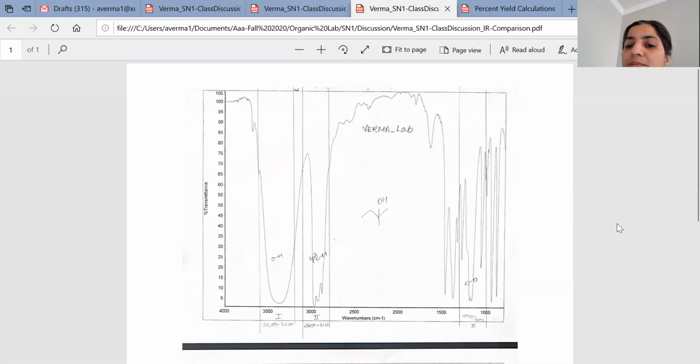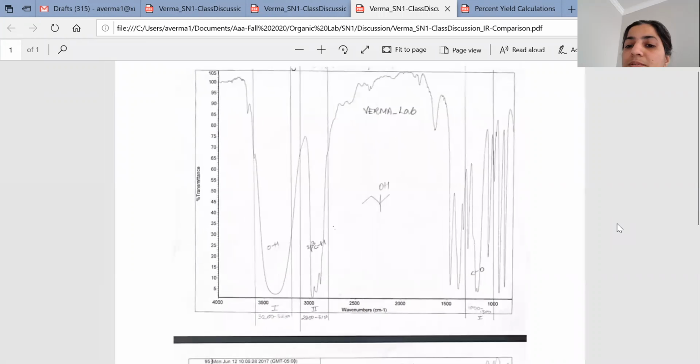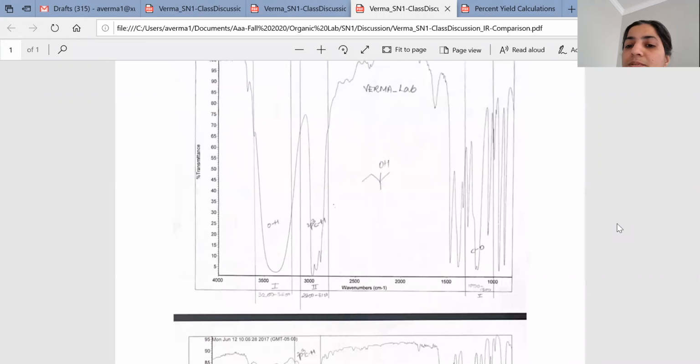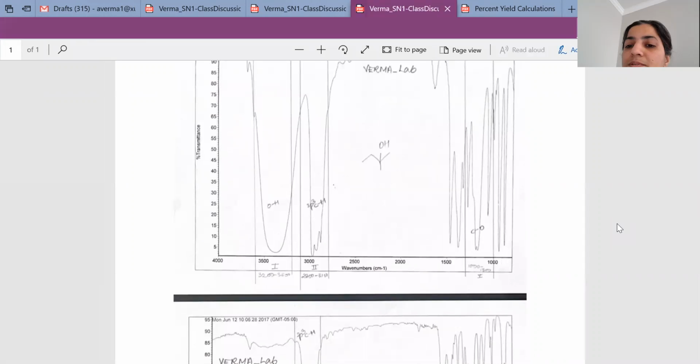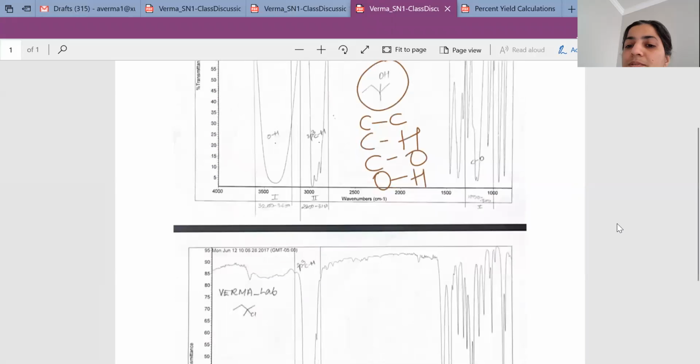When you do the IR of your product, you will see that when you highlight the IR spectra, there will be 3 major regions where you will see peaks: the OH, the sp3 CH, and the CO. These are from your starting material. So these are the bond types that we see on your starting material.